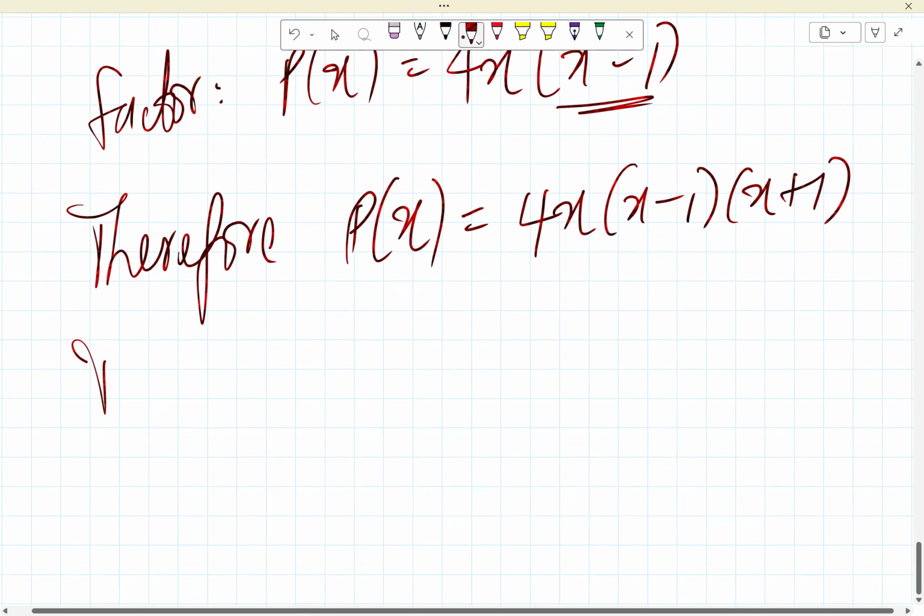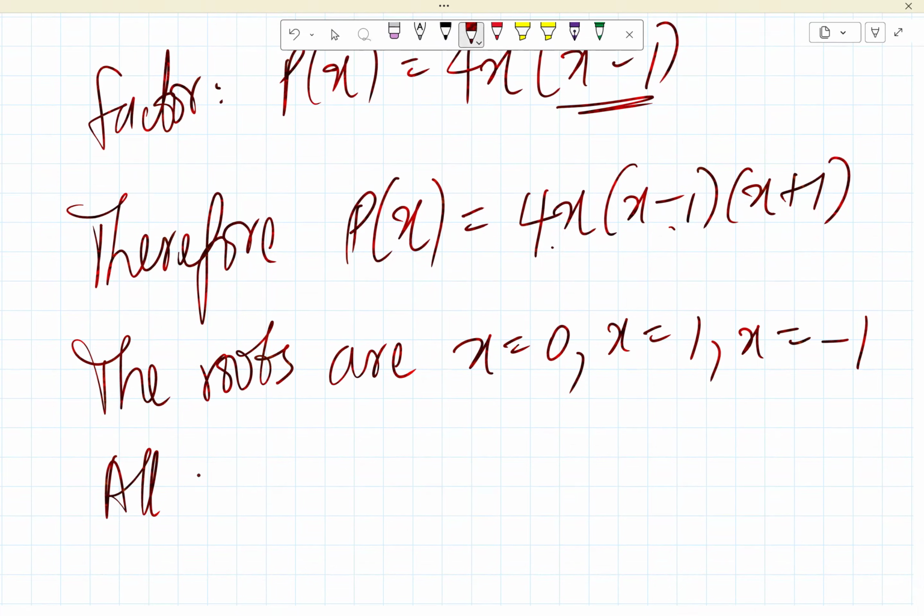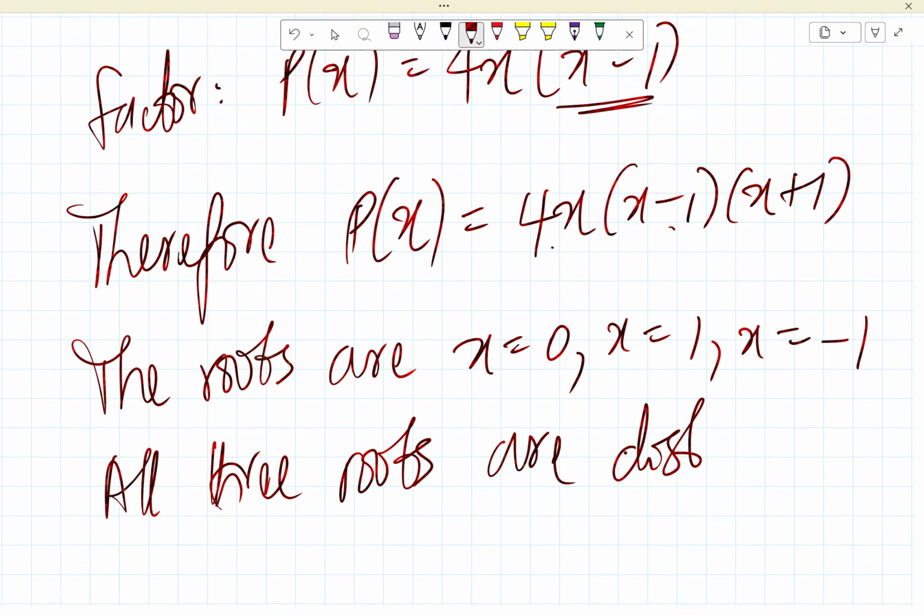The roots are, so when we equate this to 0, the roots are simply x equals 0 for this, x equals 1 for this, and x equals minus 1 for this, like that. And we see that all three roots are distinct. All three roots are distinct.